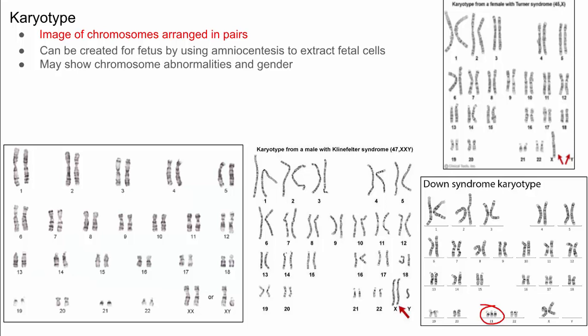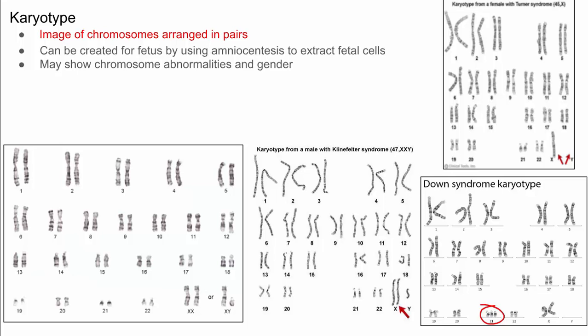And so you can tell some things by looking at one of these karyotypes. They can be made for a fetus by doing amniocentesis, taking some fetal cells and preparing a karyotype. And you can tell, obviously, the sex of the child by looking at the sex chromosomes. You could tell if there's any chromosome abnormalities. You would be able to tell if they were going to have Down syndrome or trisomy 13 or any other chromosome disorders by doing this karyotype.